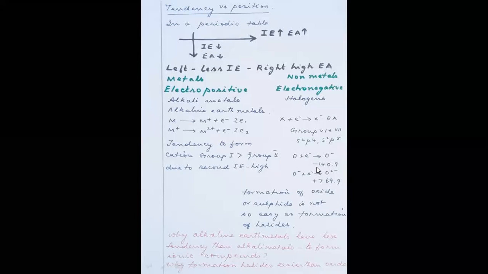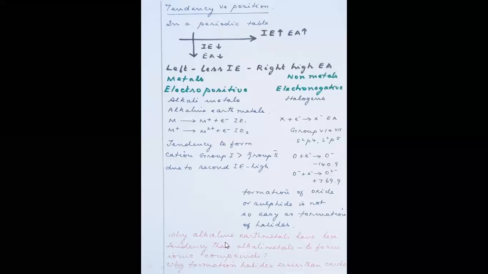See, the first electron affinity is negative. The second electron affinity is positive. That is why formation of oxide or sulfide is not as easy as the formation of halides. So halide formation is easier, but oxide or sulfide formation is very difficult.